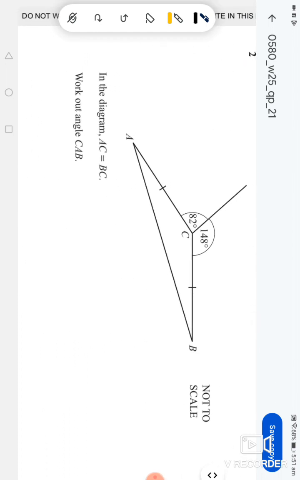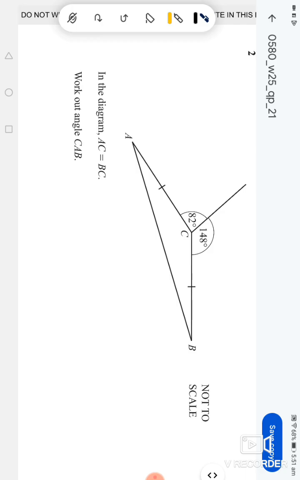Question 2. In the diagram AC equals BC. Work out the angle CAB. CAB is the angle. AC equals BC, so angle A equals angle B. To find angle A, first find angle C.